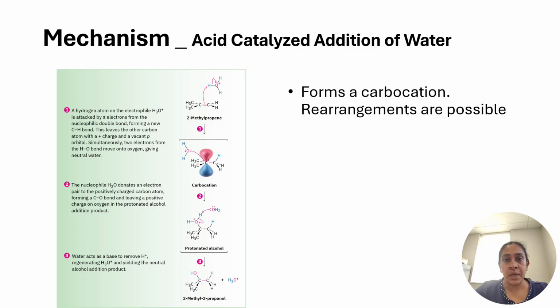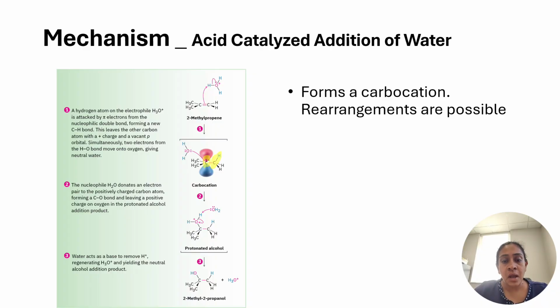Now let's look at the mechanism. The first step is protonation of the alkene. The pi bond acts as the nucleophile and attacks a proton from hydronium. At the same time, the oxygen-hydrogen bond in hydronium breaks and the electrons return to oxygen. This creates a new carbon-hydrogen bond and produces a carbocation intermediate.